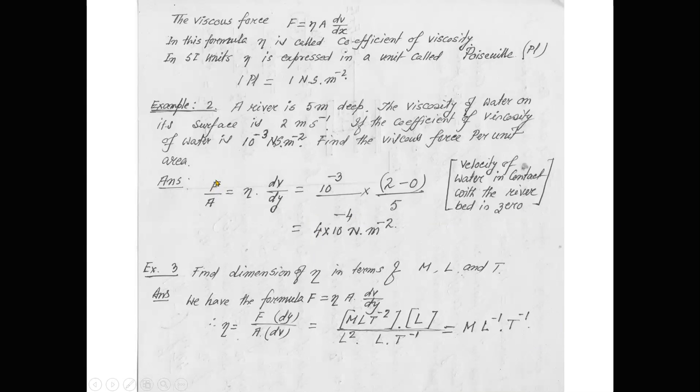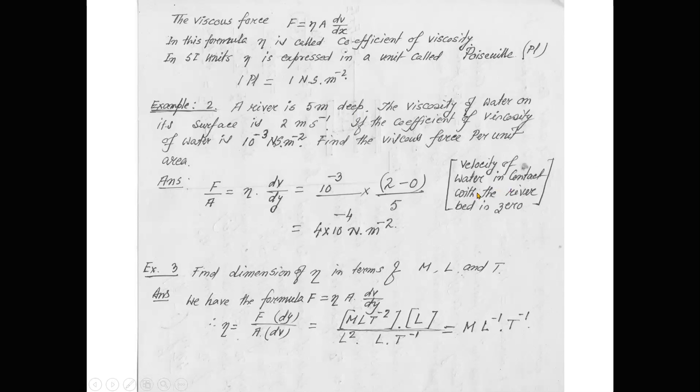Actually, force is equal to F and area is equal to A, and we have to find the viscous force per unit area. So F by A is equal to 4 into 10 to the power minus 4 Newton per meter square. The unit of force is Newton and the unit of area is meter square. So this is a very simple problem using just the formula.